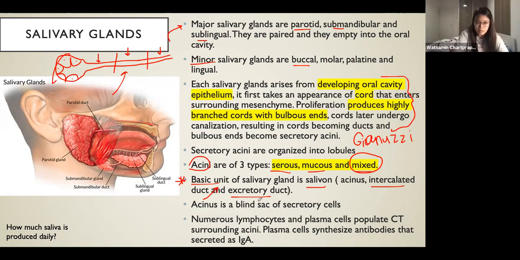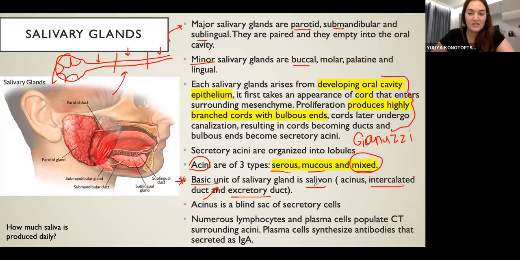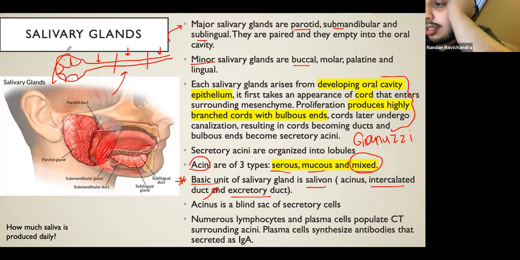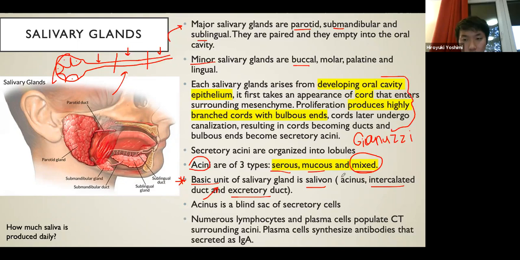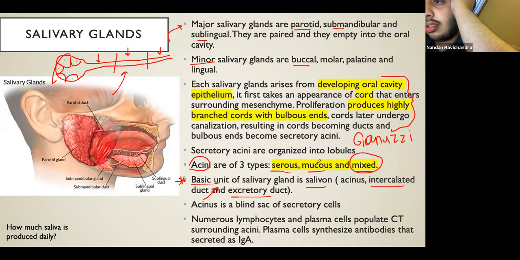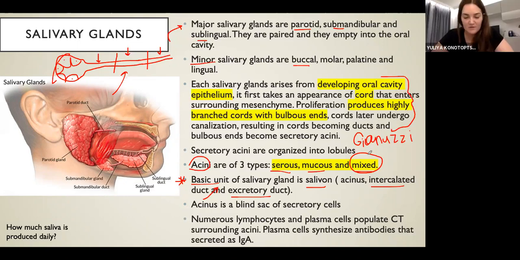Saliva. Okay, so you're going to call it saliva. Can you give me the sequence of the saliva? What do we start with? The acinus. How many types of acini are there physiologically? Two. What are they? Serous and mucous. That's it, because mixed is not there physiologically, right? So it is a mistake.